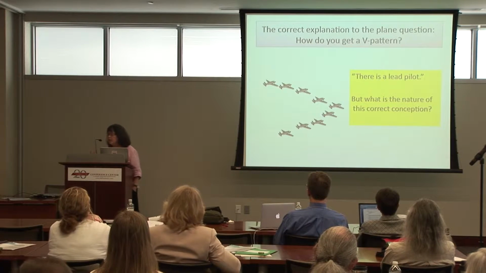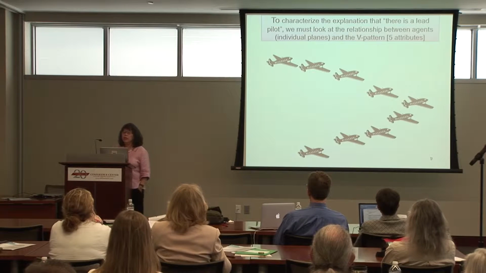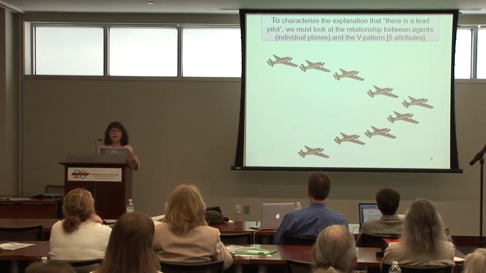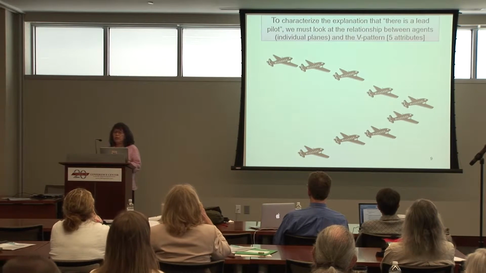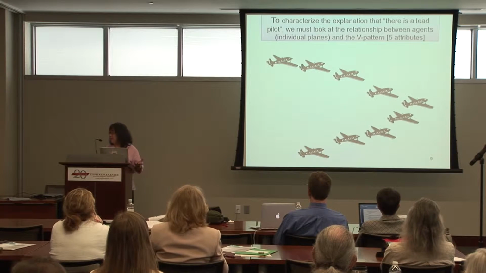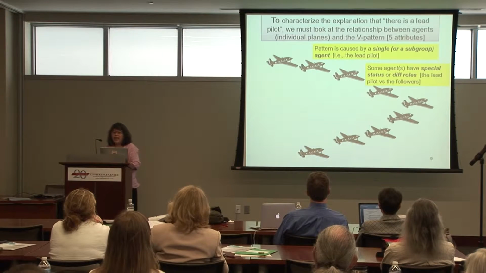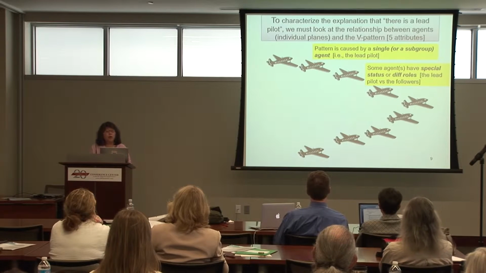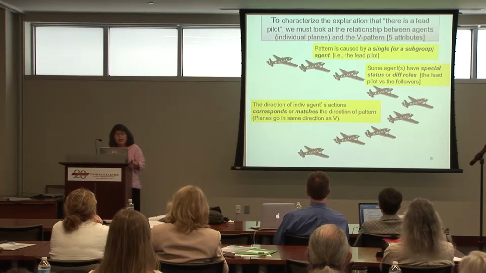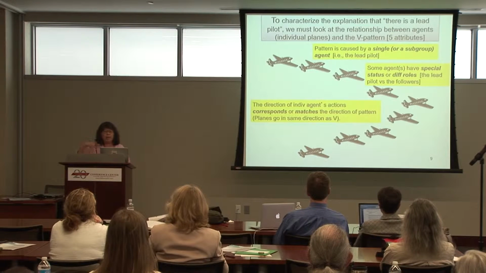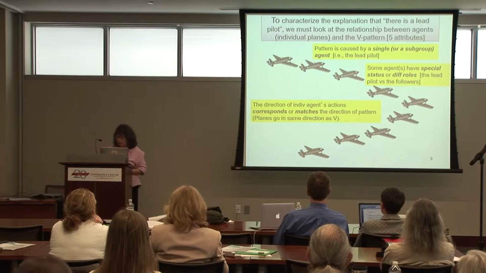So what is the nature of this conception? To characterize this explanation, that there's a lead pilot, we're looking at the relationship between the agents, the individual planes, and the V pattern. And I've identified 5 attributes, but I'll just go through 4 of them. The V pattern is caused in this case by a single agent or perhaps a subgroup of agents, okay? Some agents, like the lead pilot, have a special role or special status. The direction of the individual agents tends to correspond to or match the direction of the V pattern. The V goes this way, the agents tend to go this way.